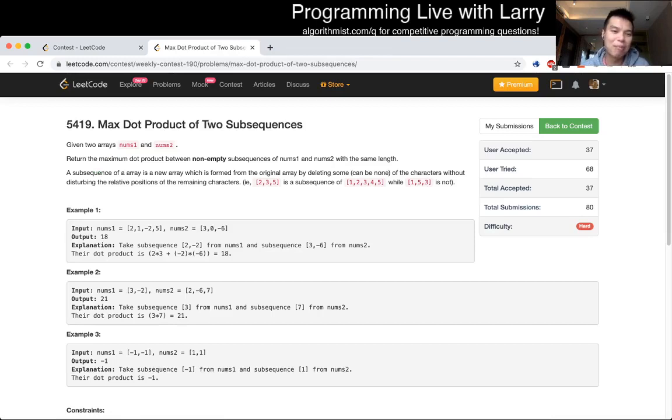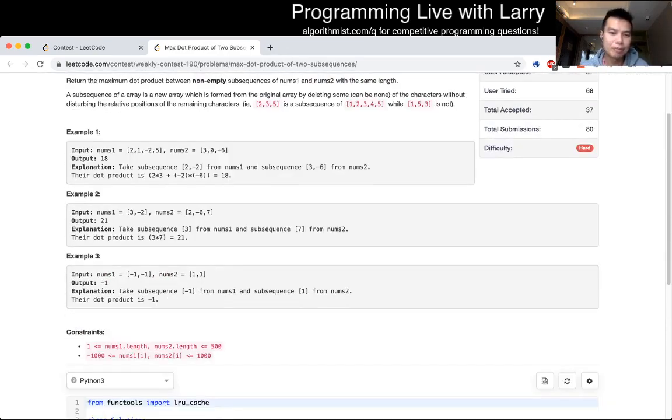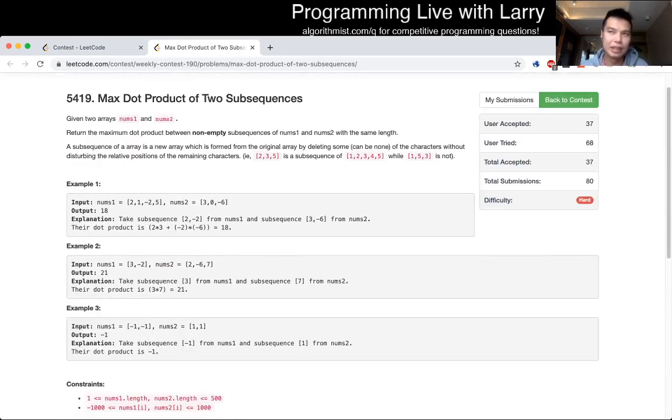Cool. Q4, max dot product of two subsequences. So this one, I kind of knew it was dynamic programming already, because as soon as I saw it, I knew what a dot product was, so I didn't have to read the definition, which helped a little bit.